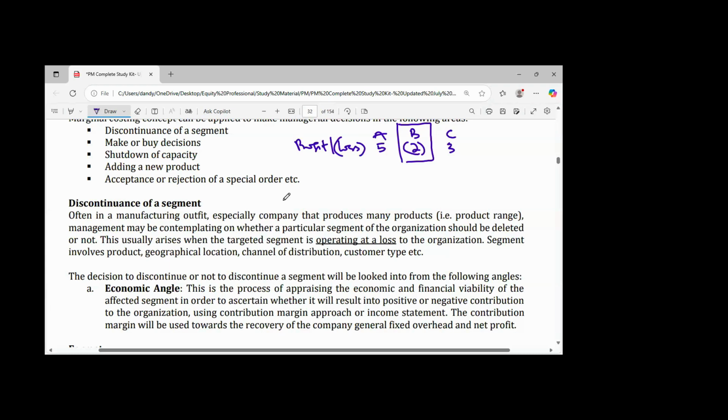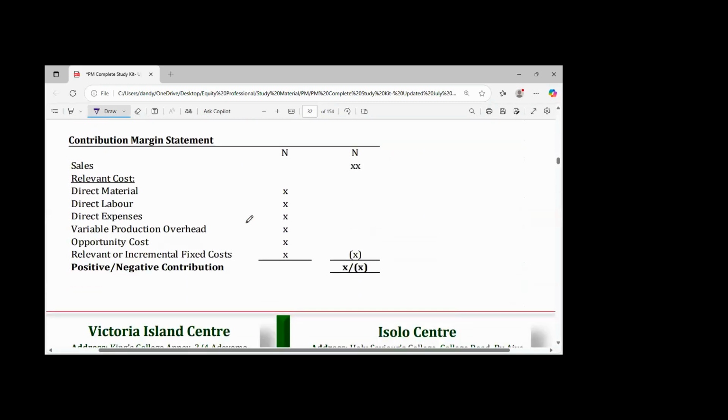All right. So whenever you are deleting a segment, the most important thing you need to do under the economic angle, or under the quantitative analysis, is to compare the sales value and the relevant cost of producing the segments, whether it will result in a positive or negative contribution to the organization. That's what you need to do. So then, of course, there's a format that I'm supposed to use. Let me just give you the format once and for all.